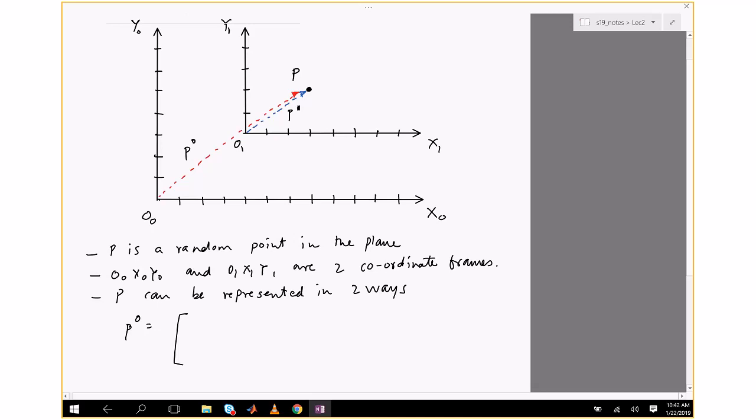Okay, so if you count here, this is 1, 2, 3, 4, 5, 6, 7. Looks like it's 7, and 1, 2, 3, 4, 5. So it looks like the coordinates of point P are 7 for the X and 5 for the Y. You could also write P with respect to coordinate frame 1. So this is using this. So 1, 2, 3, that's 3, 1, 2. So 3 for X, 2 for Y.